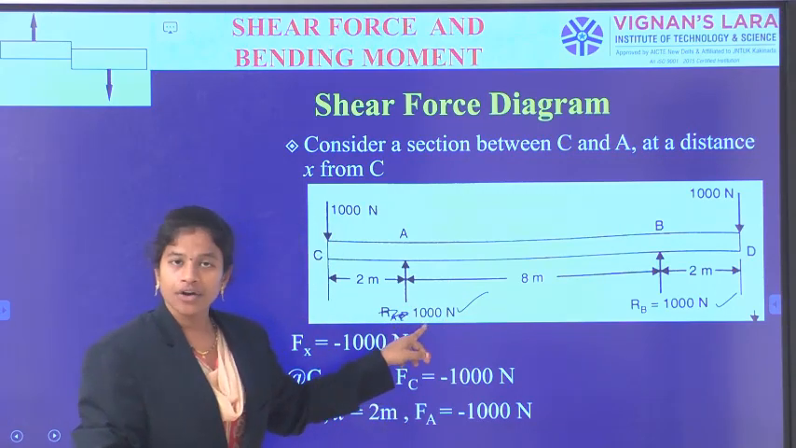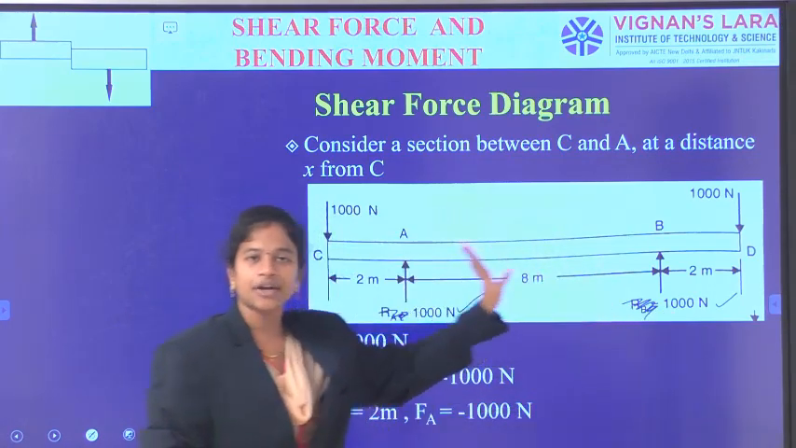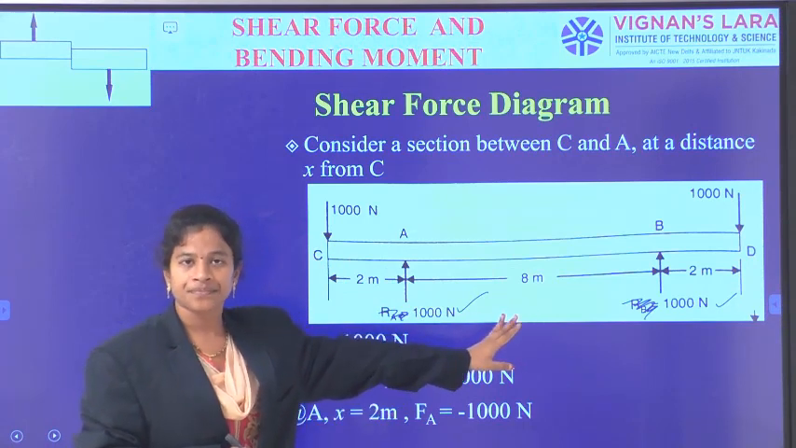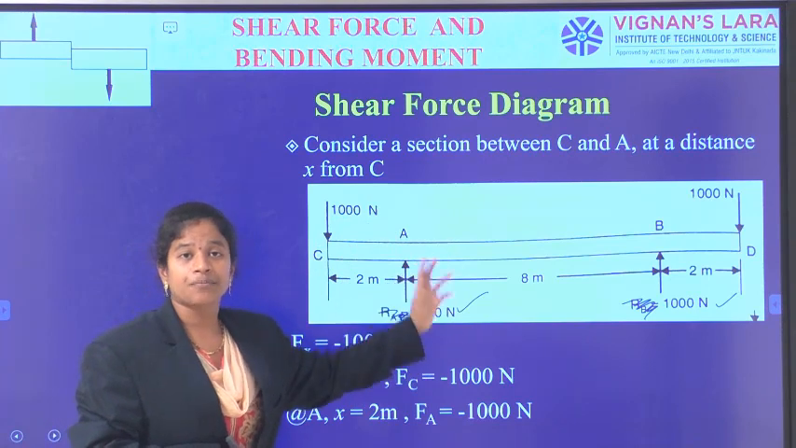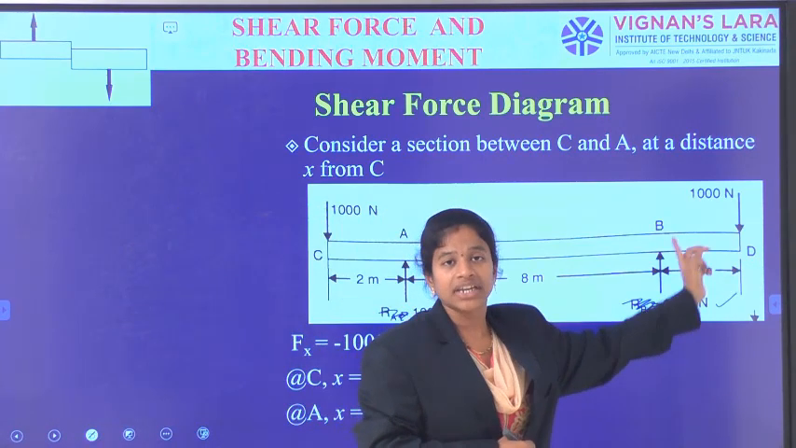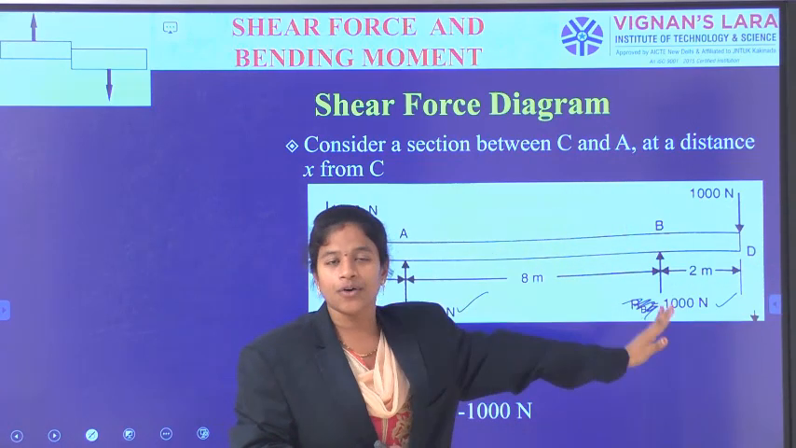Only a load of 1000 is there. Only another load of 1000 is there at the position. Okay. So, our imagination should be like that. A downward load of 1000 Newton, and at A an upward force of 1000 Newton, and then at B another upward force of 1000 Newton, and then at D a downward load of 1000 Newton. So, this is the loading condition.